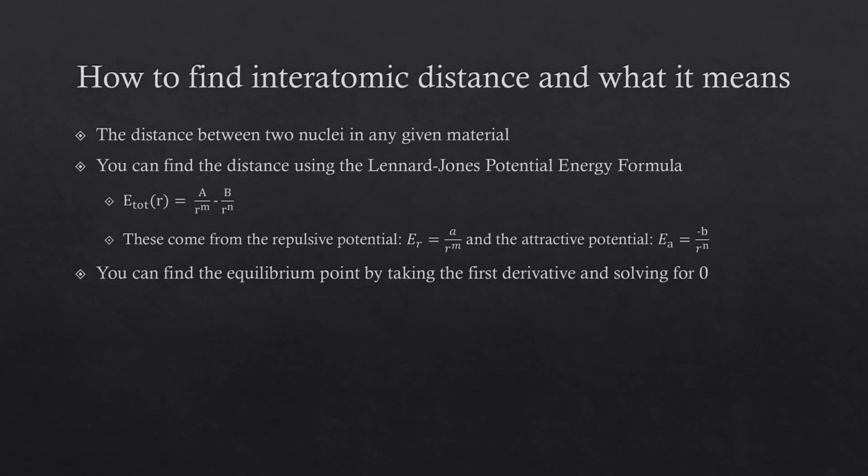The inner atomic distance is the distance between two nuclei in any given material. You can find this distance by using the Lennard-Jones potential energy formula.